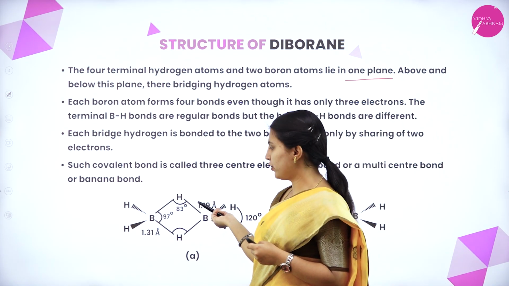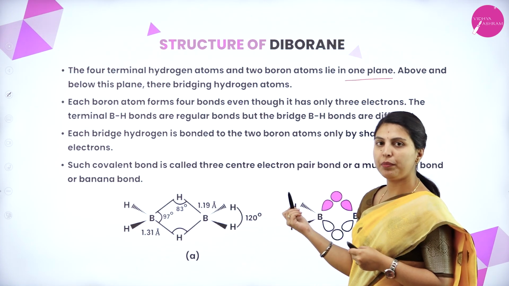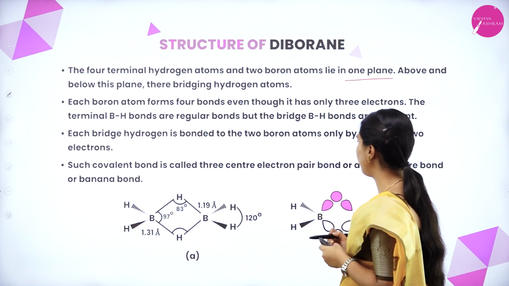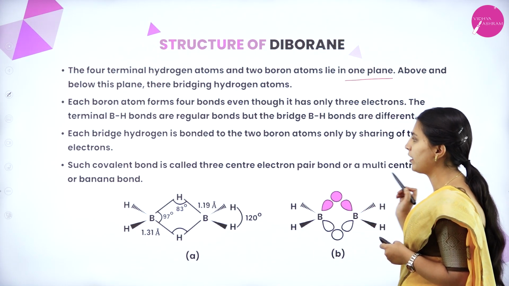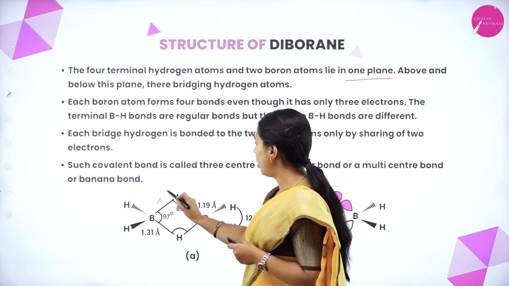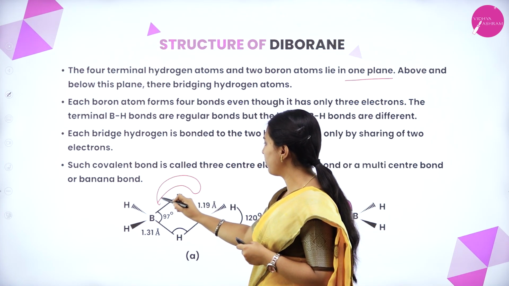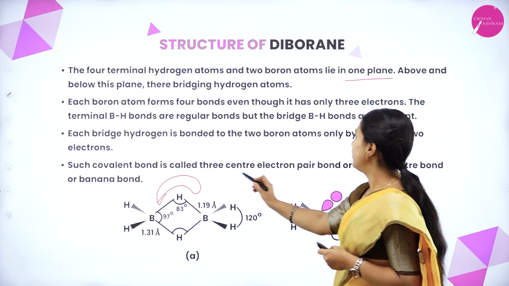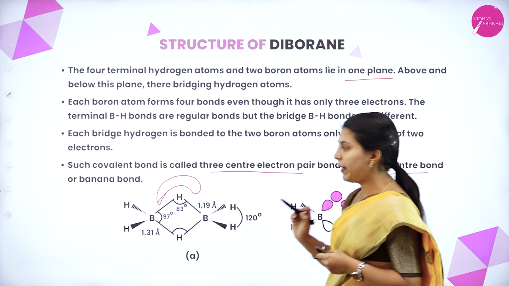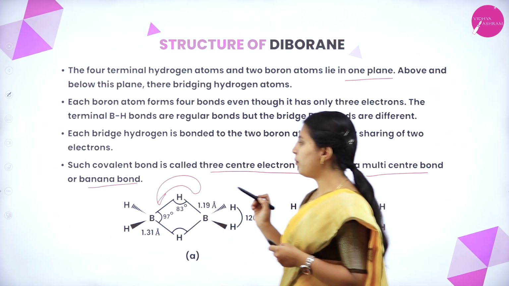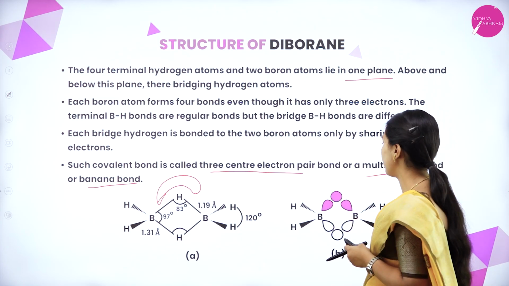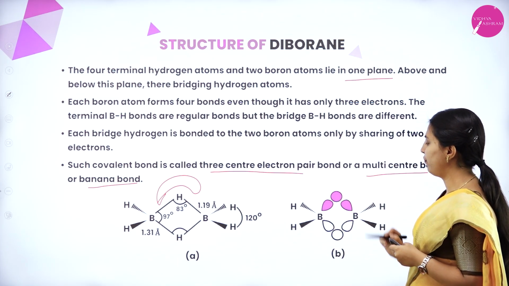Each bridge hydrogen will be formed by sharing of electrons. Such a covalent bond is called a 3-center electron pair bond, or a multi-center bond, or banana bond. This sharing of electrons, how will it be seen? Like this. So, it will be called a 3-center electron pair bond or multi-center bond or banana bond. This banana bond could be seen only in diborane's structure. See here how it will be formed.